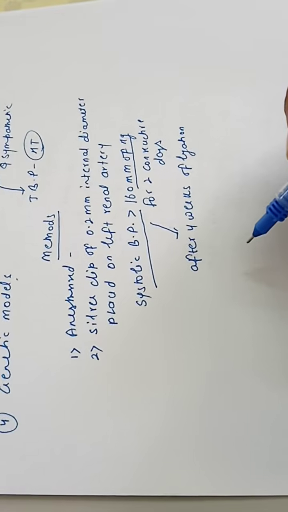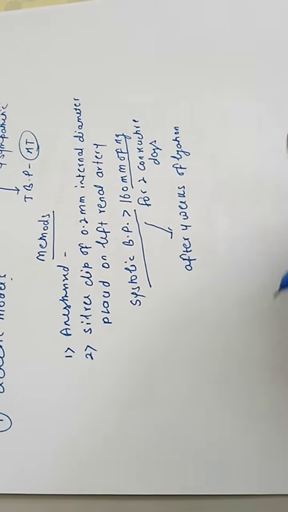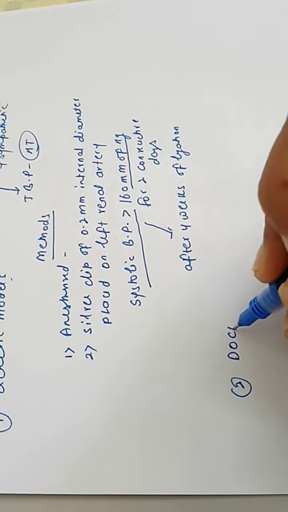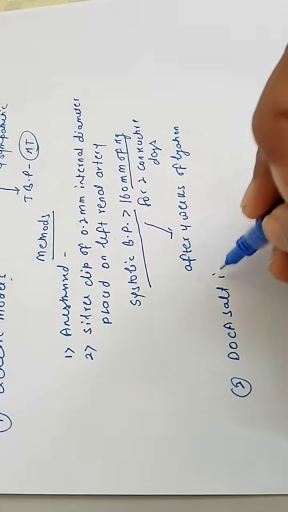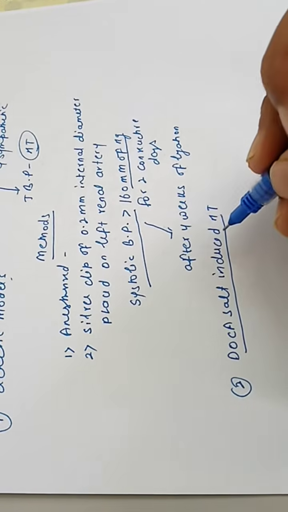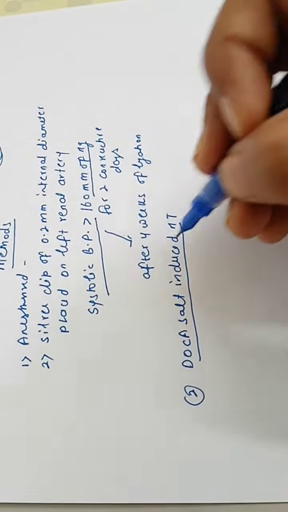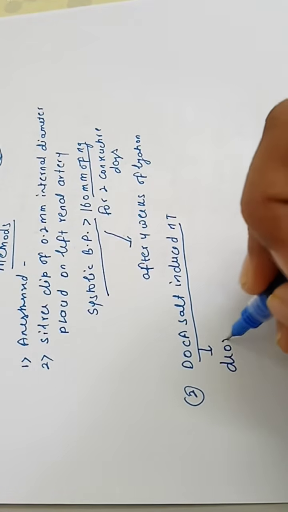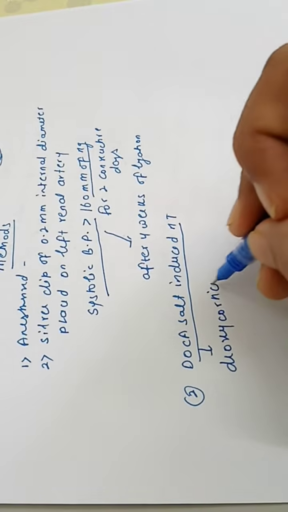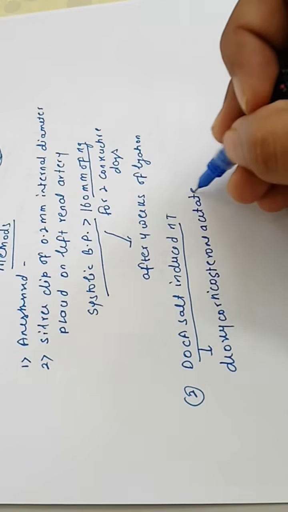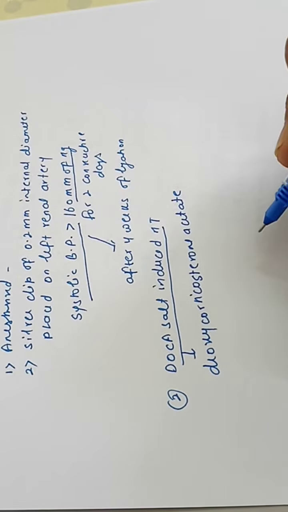Another model is DOCA salt induced hypertension. DOCA, I hope you know, is deoxycorticosterone acetate. So this deoxycorticosterone acetate with salt induces hypertension.